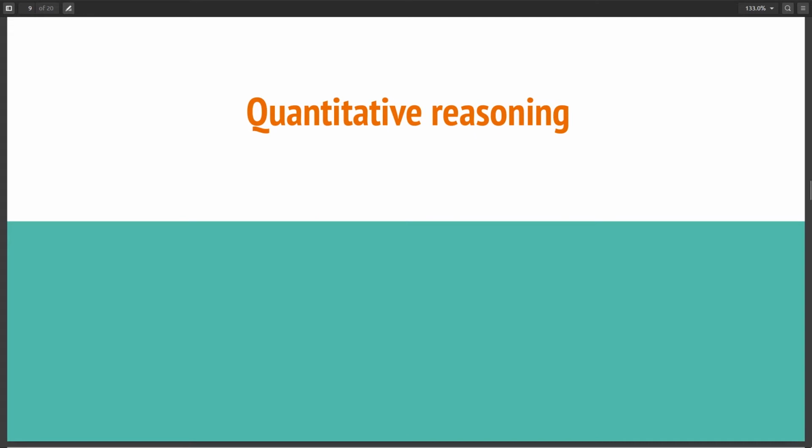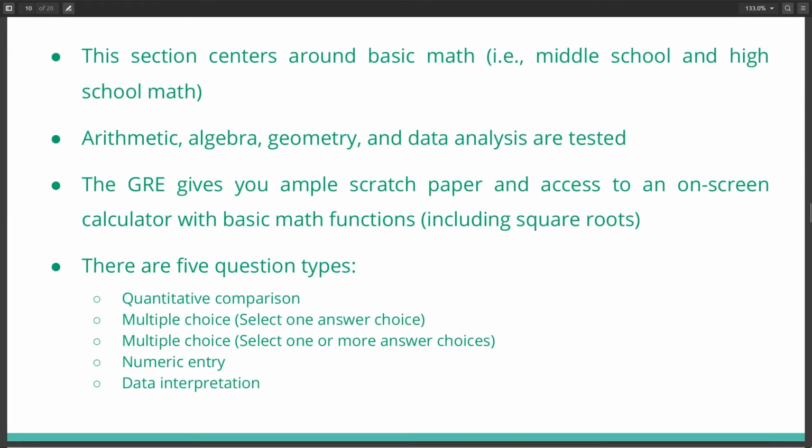Okay, so now that we are done with the verbal reasoning section, let's talk about the quantitative reasoning section. This section actually centers around some basic math, and basic math here means middle school or high school maths. 4 major topics will be tested in the exam: arithmetic, algebra, geometry, and data analysis.